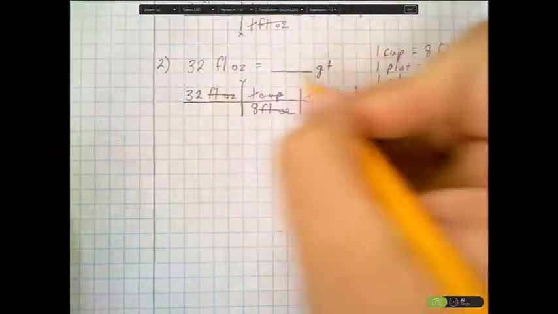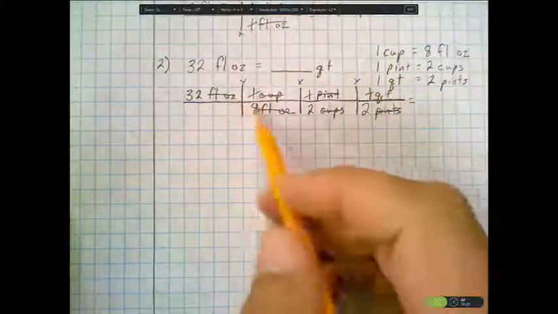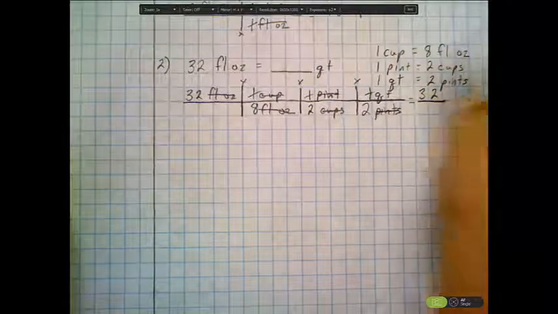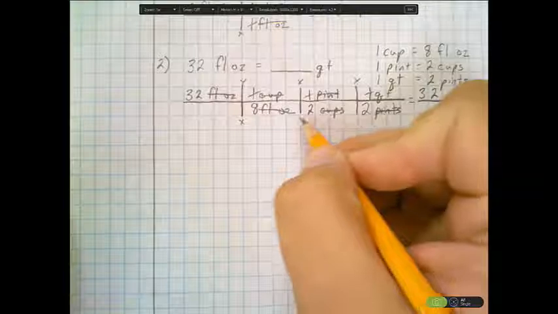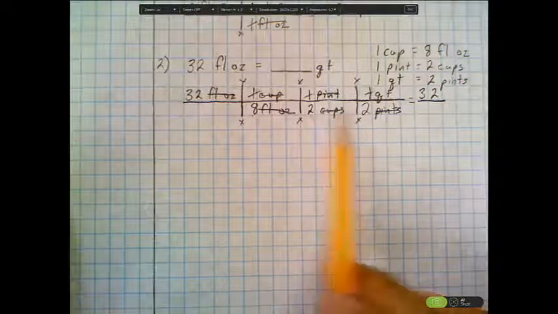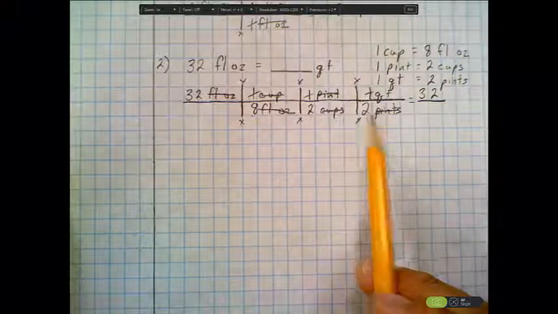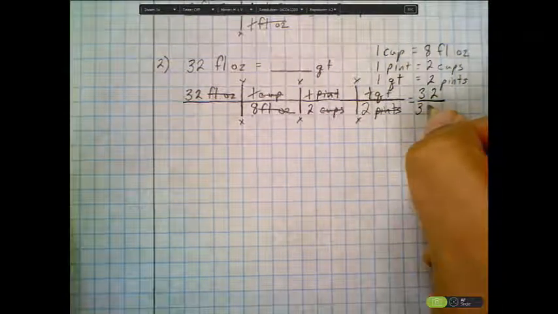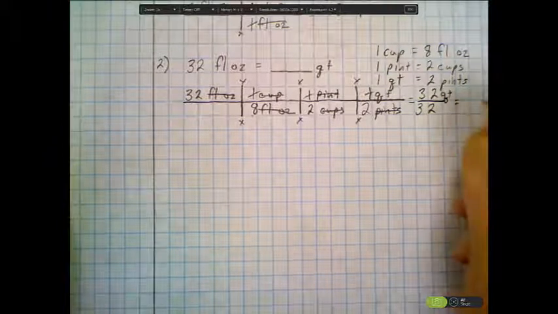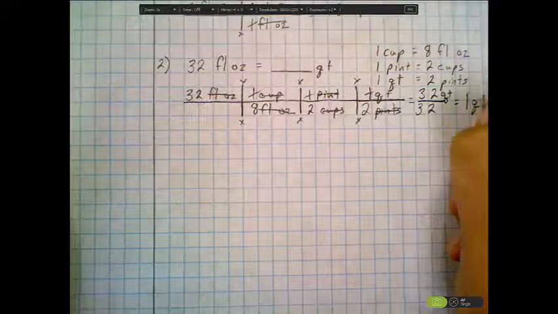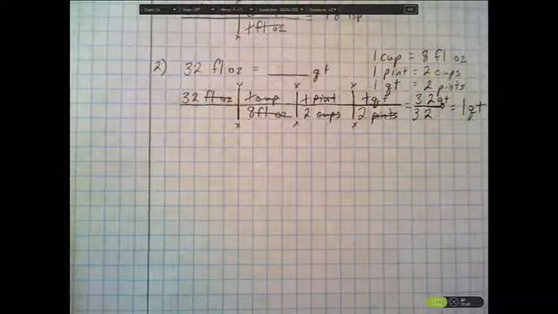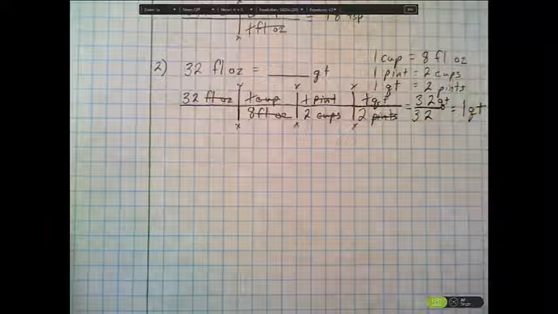So now we multiply across the top. 32 times, well, that's all there is, 32. So we're going to put the 32 on the bottom. We're going to multiply across the bottom. So we have 8 times 2, which is 16. 16 times 2 is 32. So we have 32 on the bottom. And so that's going to equal 1 quart. So 32 fluid ounces is equal to 1 quart.